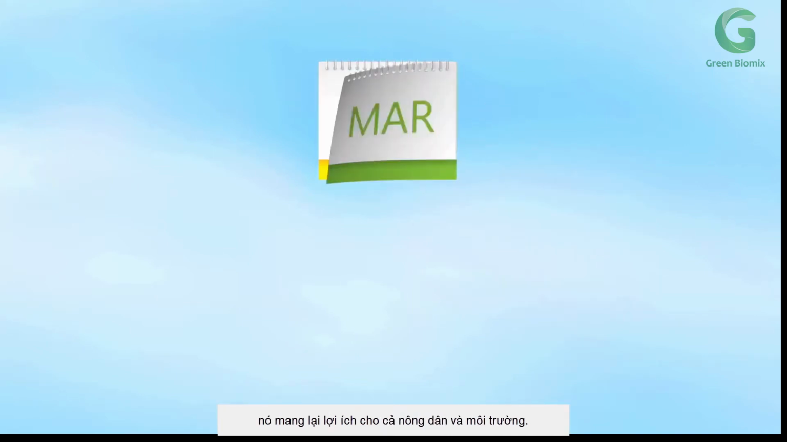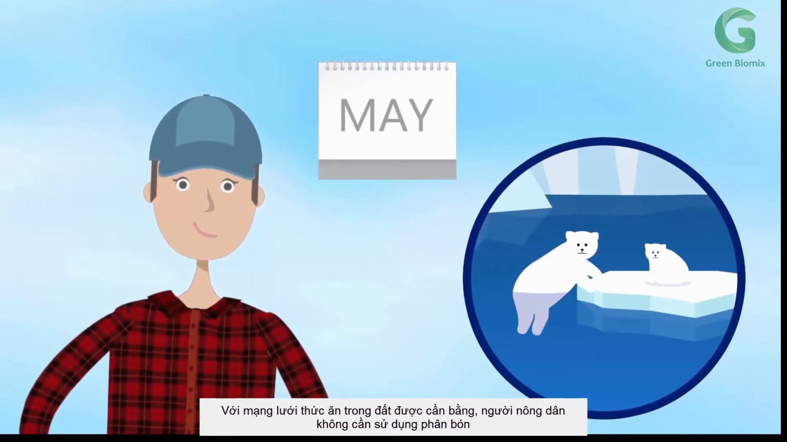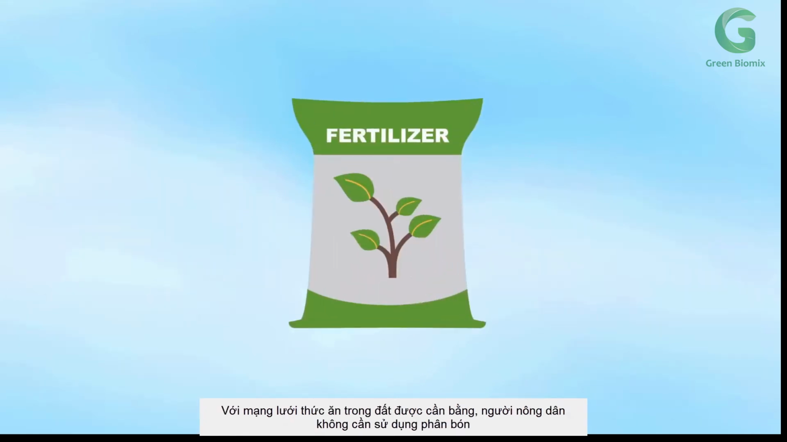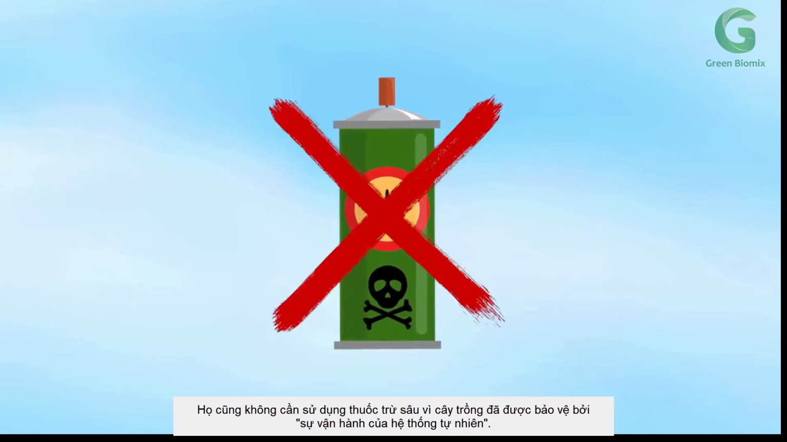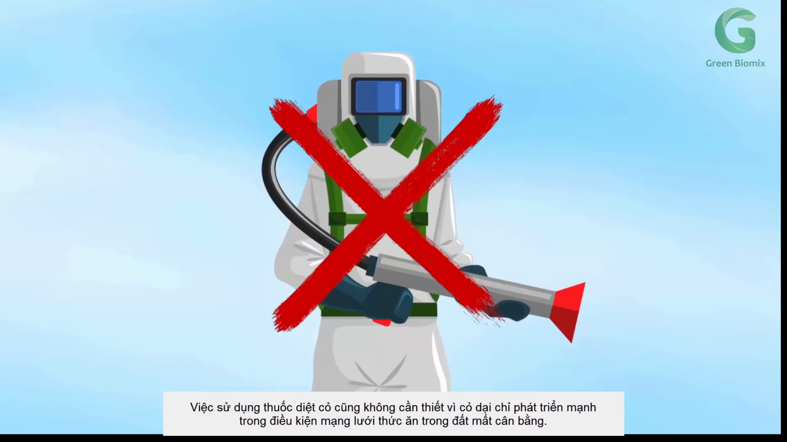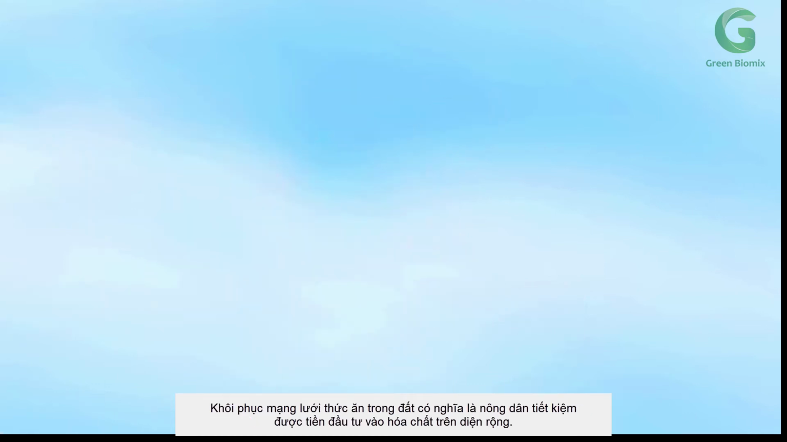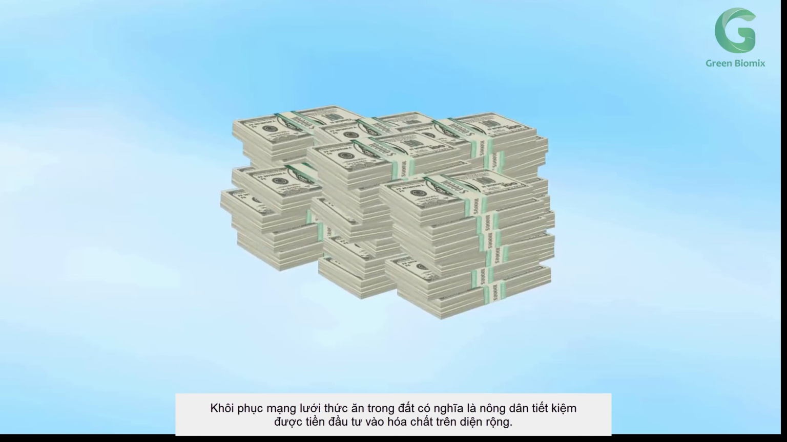This results in a number of benefits, both for farmers and for the environment. With a balanced soil food web in place, farmers need not use fertilizers at all. They don't need to use pesticides either, as nature's operating system protects plants from attack. Herbicides, used to kill weeds, are not required either, as weeds only thrive in conditions where the food web is out of balance. Restoring the soil food web means farmers save money on chemical inputs across the board.